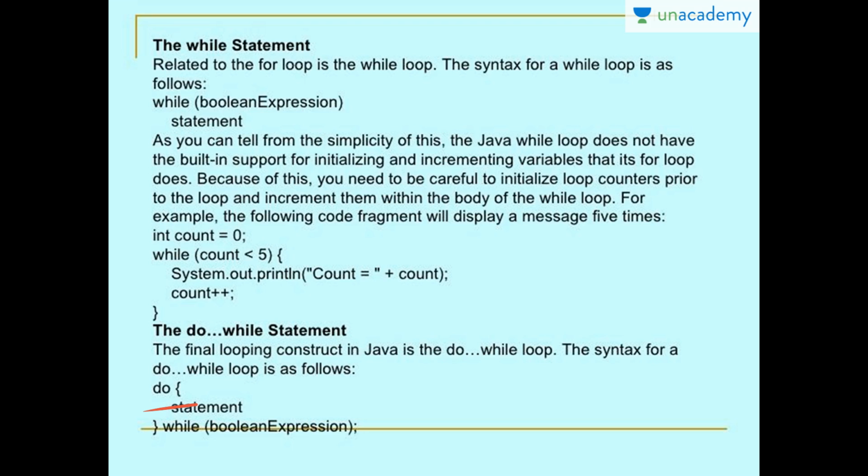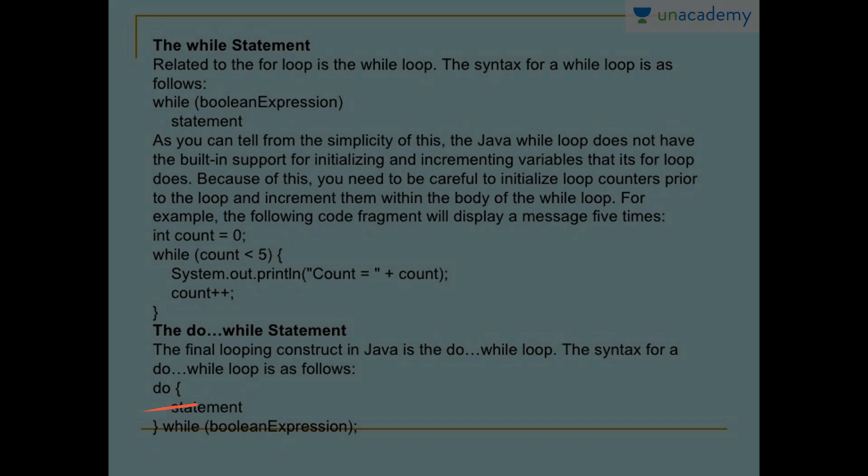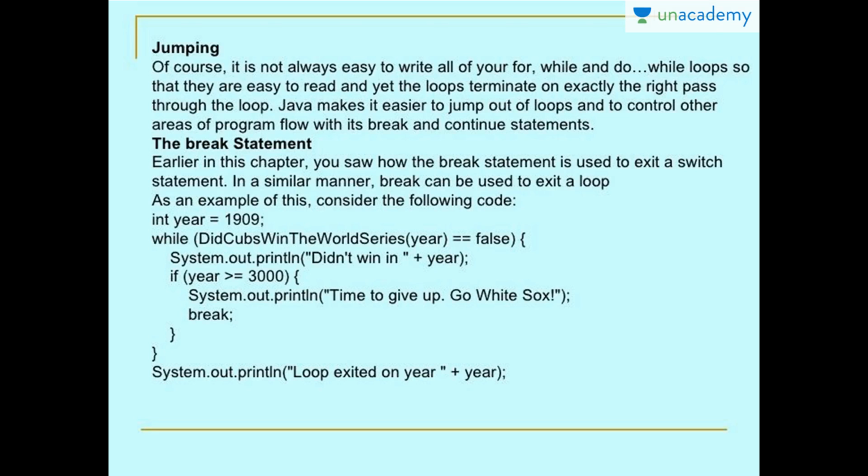That means do will execute the statement, then check the while boolean expression. Then next come the jumping statements. Of course, it is not always easy to write all your for, while, and do while loops so that they are easy to read, and yet the loop terminates on exactly the right pass through the loop.